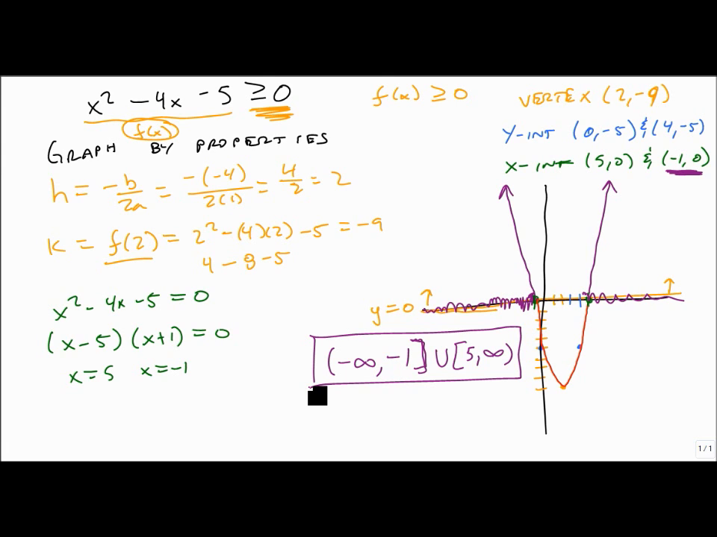But notice what's really important here is that it's the x-intercepts that matter. The x-intercepts, these two values that we found right here and here, are the boundary. And they show up as part of our answer.